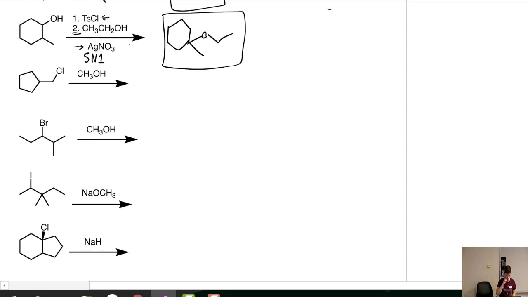So let's do this one. In this one, I think drawing the mechanisms helps because once you've drawn them enough times, it just becomes a little bit clearer. So let's do this one. I'm going to draw this one because I think it's a really important one to see at least one time. So it's 1 degree and it's attached to OH.